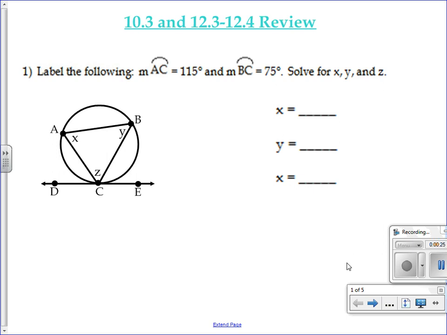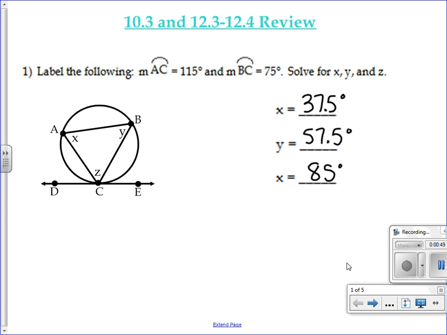So for number 1, the answers are x equals 37.5 degrees, y equals 57.5 degrees, and z equals 85 degrees. So if you got these right, feel free to go to the next problem and check those. Okay, if you did not get these correct, let's go over this problem.